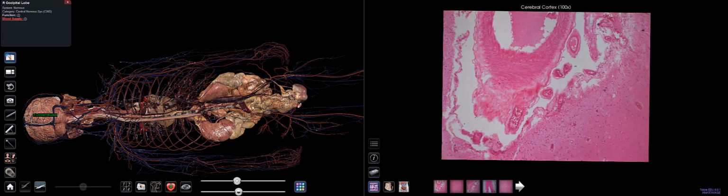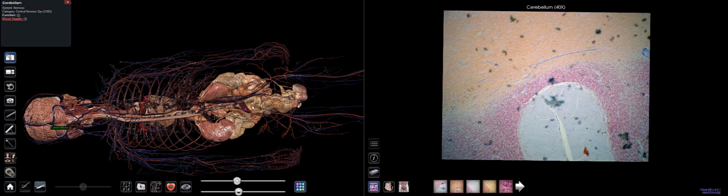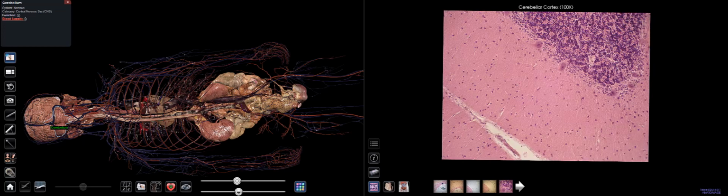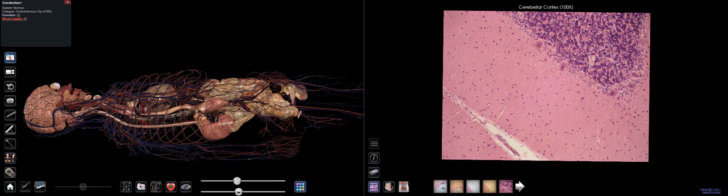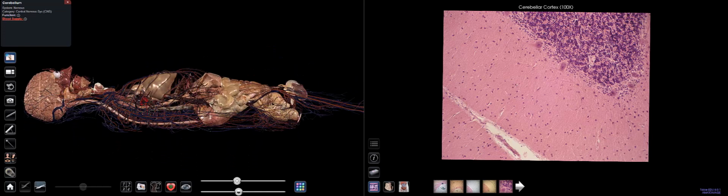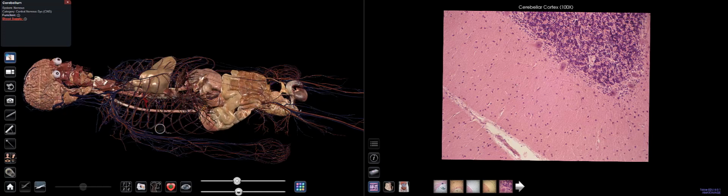How about the brain? Yeah, there's a cerebral cortex. We need some neurons. I wonder if it'll show us a neuron anywhere. Occipital lobe. Cerebellum. Not really showing us a neuron. What's this one? No, that's all neuroglial cells. So we need to see some nervous tissue. I don't know if it'll show us that. We need a nerve.